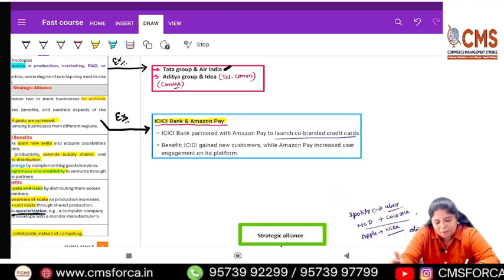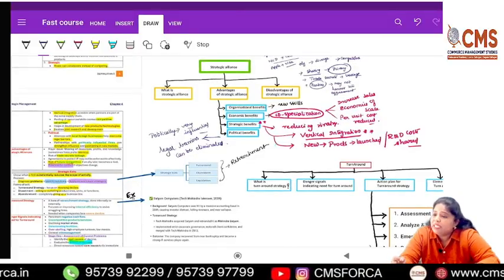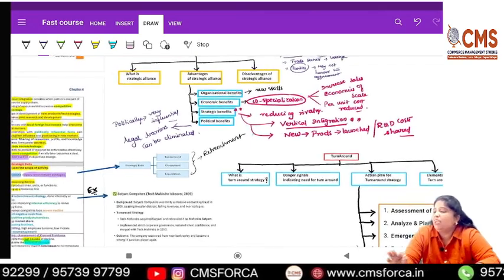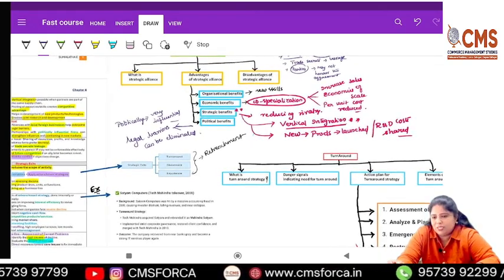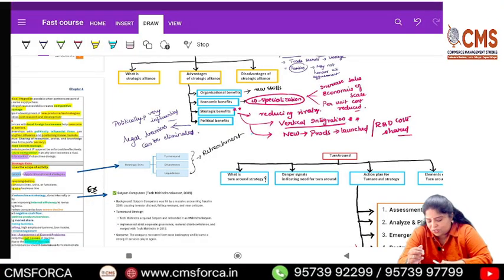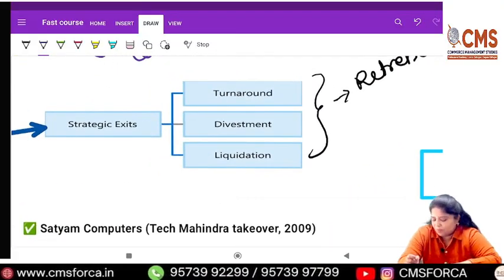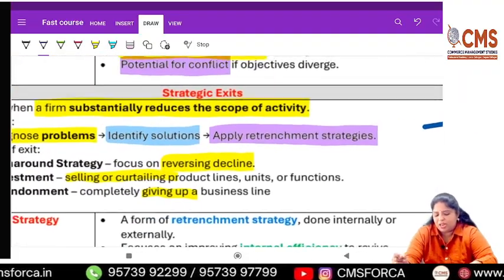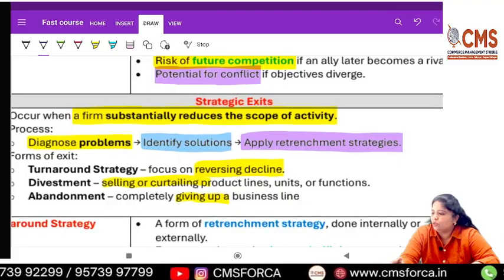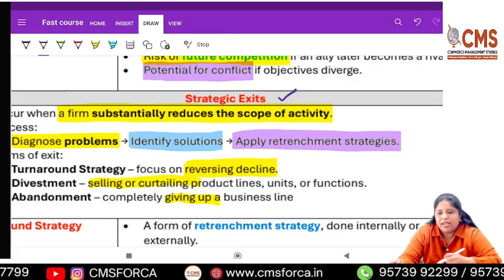So that is about all the external growth strategies, which completes all external growth and internal growth strategies. Now, the next strategy we need to talk about is strategic exits. This is our next concept. Strategic exits. We are done with internal growth strategies and external growth strategies. Our next concept is strategic exit.